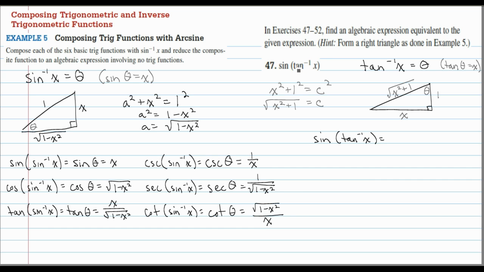Now the one composition our problem is asking us for is the sine of the angle whose tangent is x. So the sine of this angle we're calling theta is the opposite over hypotenuse. So the answer here is x over the square root of x squared plus 1.